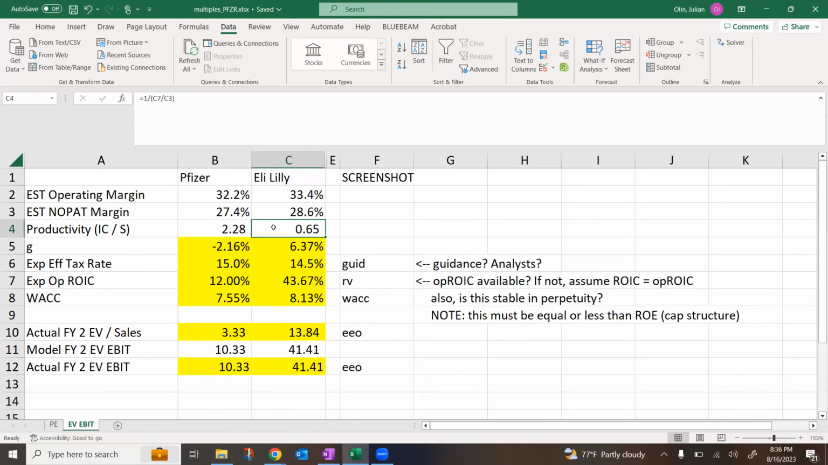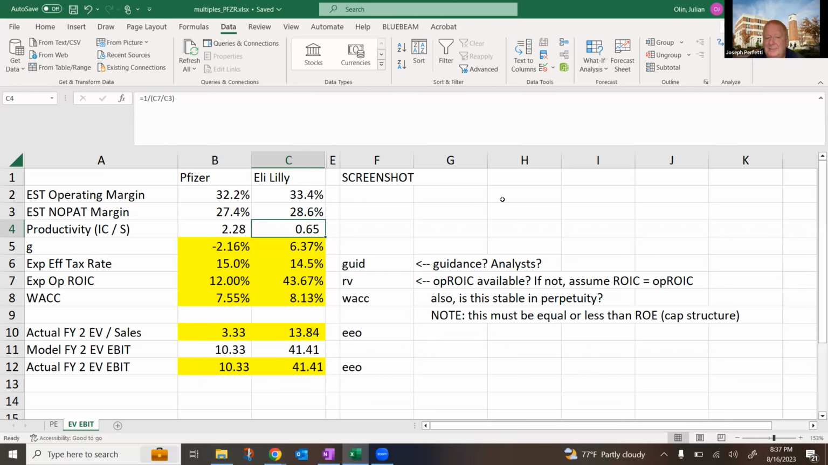So for every dollar of sales, they've got 65 cents invested, whereas for Pfizer, it's taking them $2.28 of investment to make $1 of sales. Yeah. So therefore, their free cash flow is going to be higher per dollar of sales because of that. And therefore, we're paying a lot more for their sales. We're paying almost $14 every time Lilly sells something versus $3 every time Pfizer sells something. Does everybody see that? Can everybody connect that dot?